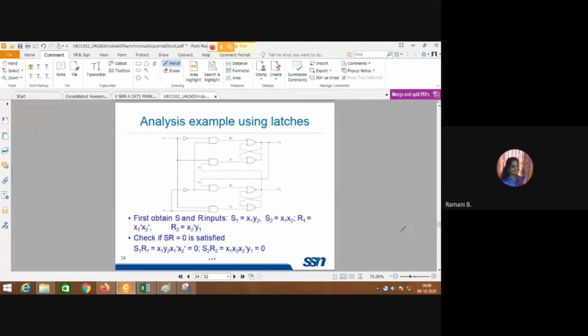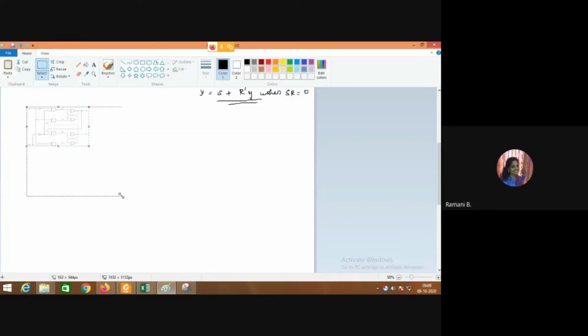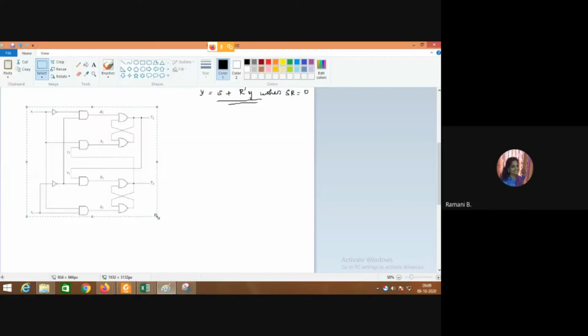Okay, now let us see an analysis example. First, we will check whether this is an asynchronous sequential circuit or not. Here you have two SR latches. This is one SR latch, and this is another SR latch. You are given the excitation variables capital Y1, capital Y2, and the feedback loop here, small y1 and y2.